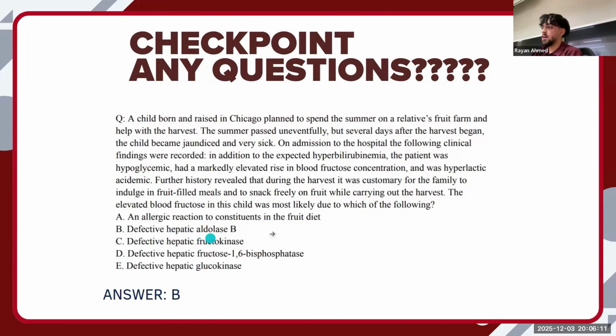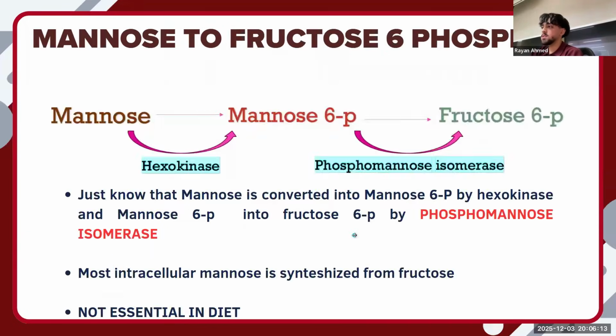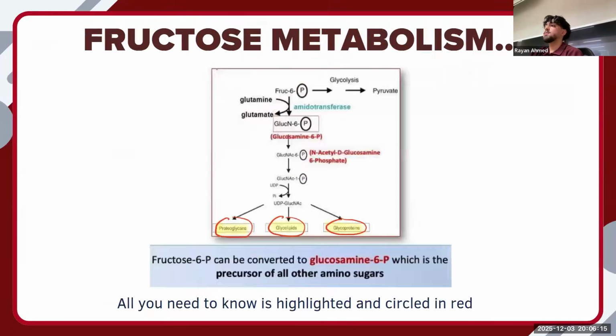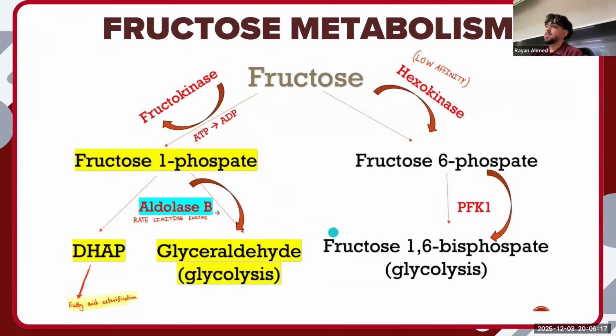It is B, defective hepatic aldolase B. I'll show you guys. Let's just go back. High fructose diet as well. Look, high fructose diet, we also have aldolase B deficient. Fructose 1 phosphate will accumulate, and that's about it. Pretty simple.